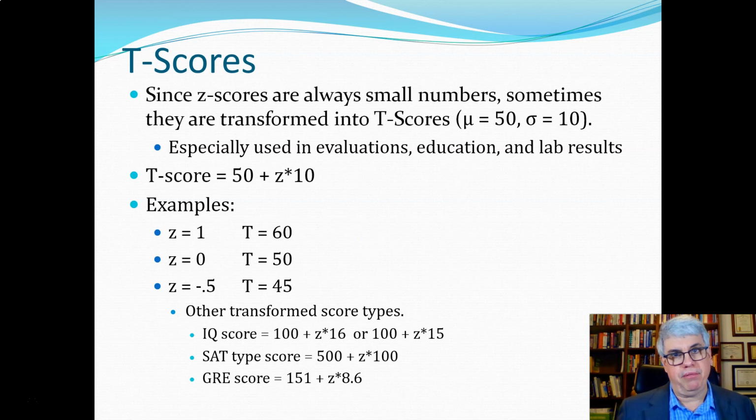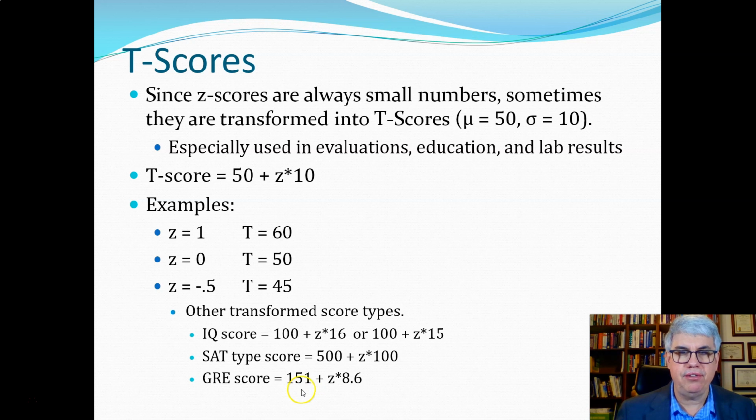Now, there's other types of transformations of z-scores also. Previously, we saw IQ scores, and that's simply a transformation of cognitive ability. Sometimes it's based on a standard deviation of 16, so we'd use this formula, 100 plus z times 16. Sometimes it's based on a standard deviation of 15, and it would be this formula. Similarly, there's the SAT type of score. Typically, it goes from 200 to 800, where you take the person's z-score, times it by 100, and add it to 500. That'll give you an SAT type score.